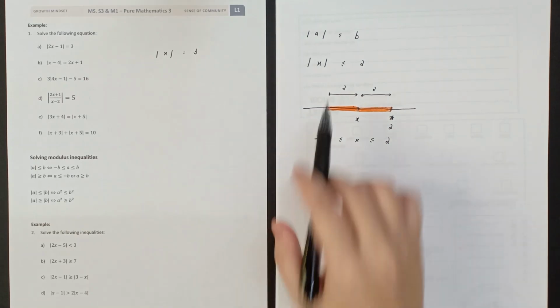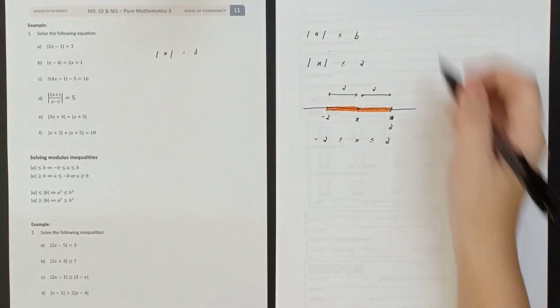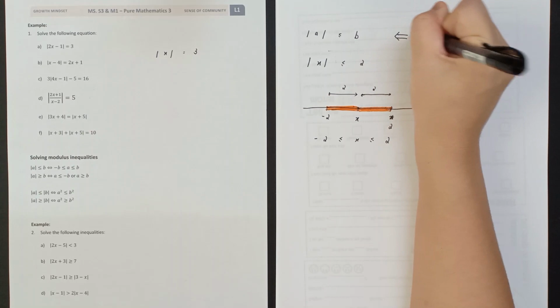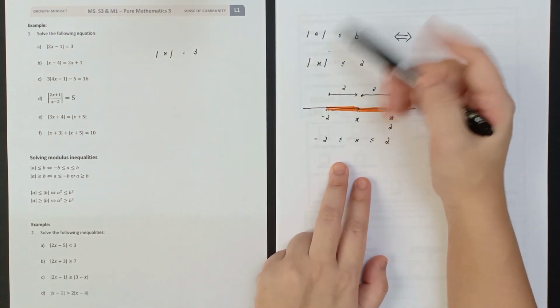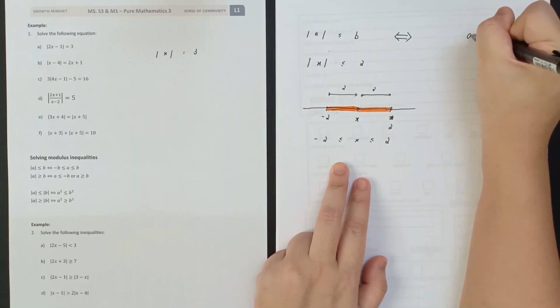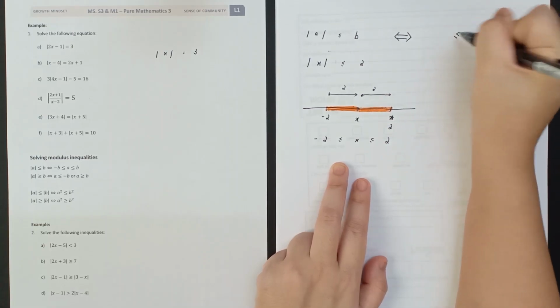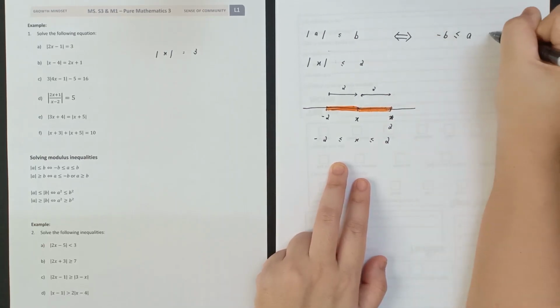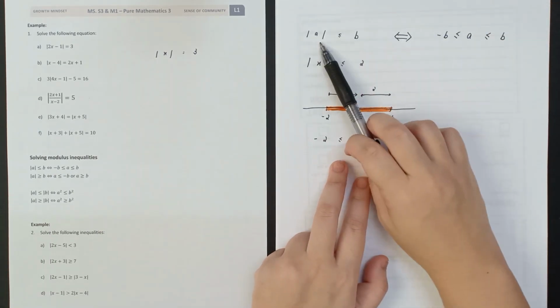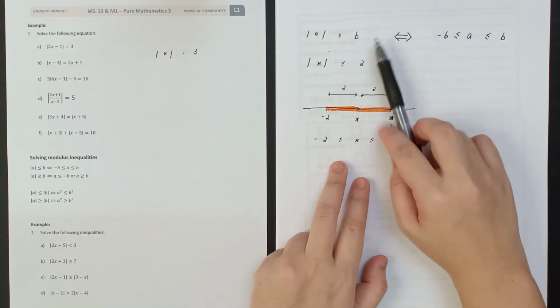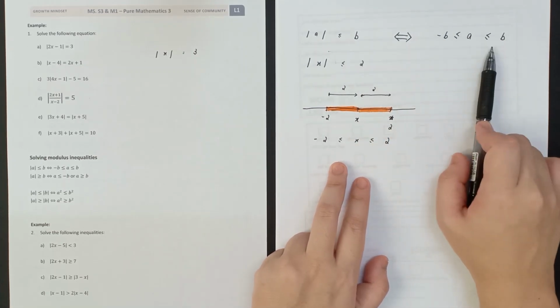Alright, so now let's change it back to this. If I have this, then what do I get? Let's see, my a is my x, right? So a will be greater than negative b and smaller than b. So meaning any modulus a lesser than b, I would be able to write it in this form to solve it.